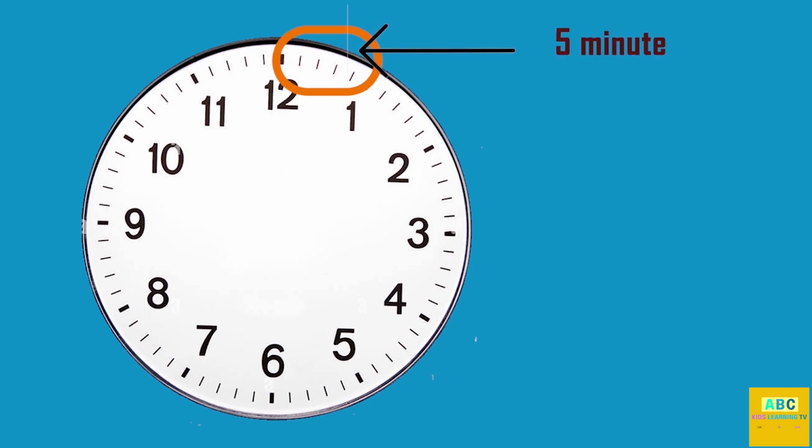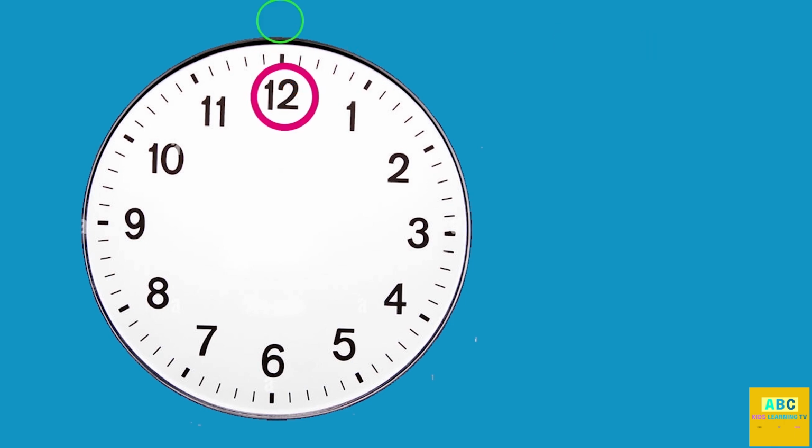This means that we can count by increments of 5 minutes each time we reach one of the numbers on the clock face. Keep in mind, when the minute hand reaches the 12, the minutes will start back at 0 as the beginning of a new hour.